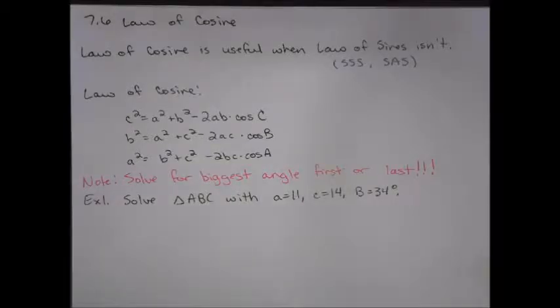7.6 is law of cosine. So in 7.5, we did law of sine. Now we're going to do law of cosine. In law of cosine, we have a couple situations when law of sine is not useful. So let's talk about those first.